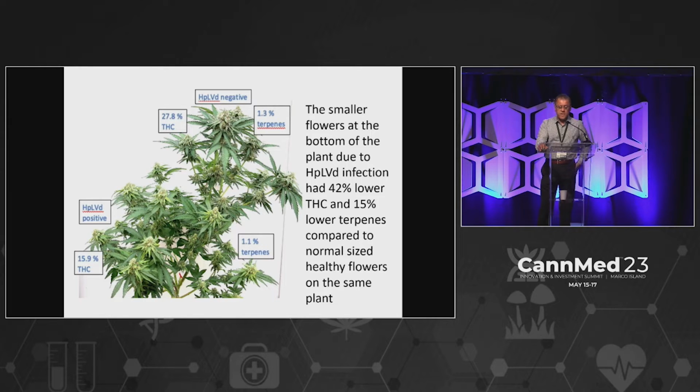Now here's a really interesting slide that compares one plant in which one side of the plant has the Hop Latent Viroid, which is the bottom side, and the top side is actually healthy. And so here we can make a direct side-by-side comparison. If you look at the numbers, where it says Hop Latent negative, the THC concentration is 27.8, and the terpene concentration is 1.3. You move down to the lower left where it says Hop Latent positive, your THC concentration has dropped to 15.9%, almost a 40% reduction, and your terpene levels have dropped to 1.1, about a 15% reduction. Now this is pretty significant for those of you that work in the industry for medicinal or pharmacological use. When you have a plant that's infected with Hop Latent Viroid, it's going to produce less cannabinoids, less THC, and less terpenes.